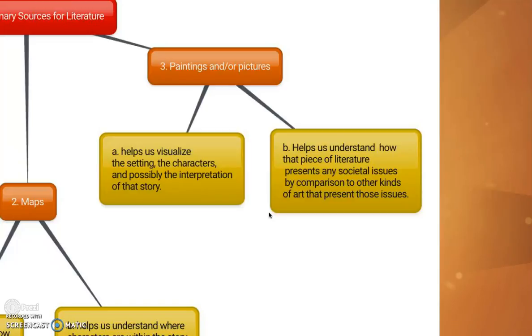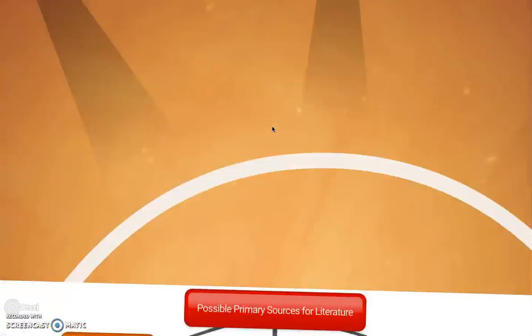Paintings and pictures are pretty obviously helpful as well. They help us visualize the setting, the characters, and possibly the interpretation of the story, as we'll see. And they help us understand how that piece of literature presents societal issues by comparison to other kinds of art that present those issues. So, for example, The Great Gatsby might be seen as a commentary on post-World War I, and then we can look at how propaganda and other kinds of art portray World War I as well. So that is how three kinds of primary sources are helpful.